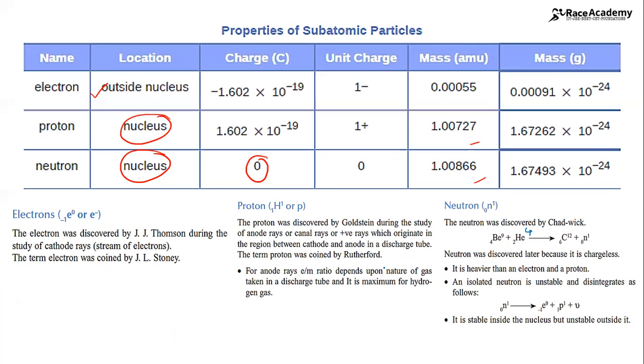The neutron was discovered later because it is chargeless. It is heavier than the electron and proton, and an isolated neutron is unstable and disintegrates as follows: 0n1 disintegrates to -1e0 plus 1p1 plus some energy. So it is stable inside the nucleus but unstable outside the nucleus.